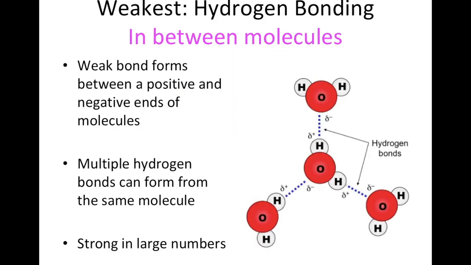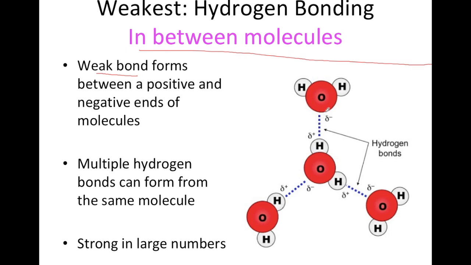And then finally, the weakest type of bonding we're going to look at is hydrogen bonding, which is what occurs with polar molecules. So this is going to be between molecules, right? The other ones were in the molecules. This is in between the different molecules. So hydrogen bonds are weak bonds that are going to form between the slightly positive and slightly negative end of the molecule. So we see this with water.